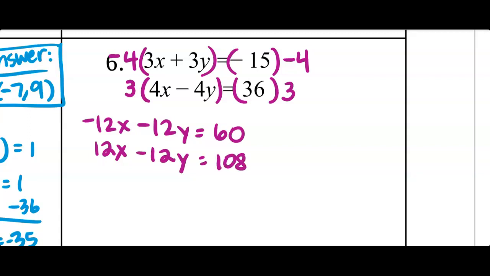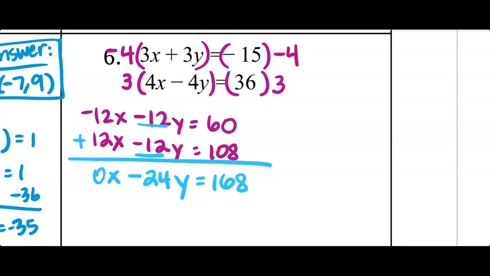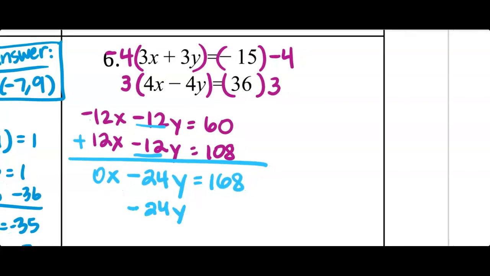While it looks like I have multiple opposite pairs, I actually only have one pair of opposite numbers. I have negative 12x and positive 12x. That gives me 0x. But my y has negative 12y and negative 12y, which is actually negative 24y. Since they're the same sign, we need to add them. They're not an opposite pair. Then 60 plus 108 is 168. This leaves me with negative 24y equal to 168.